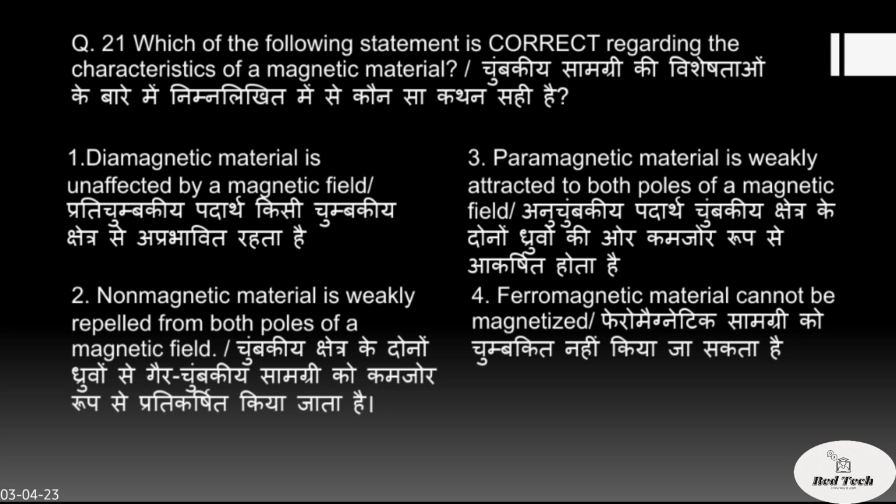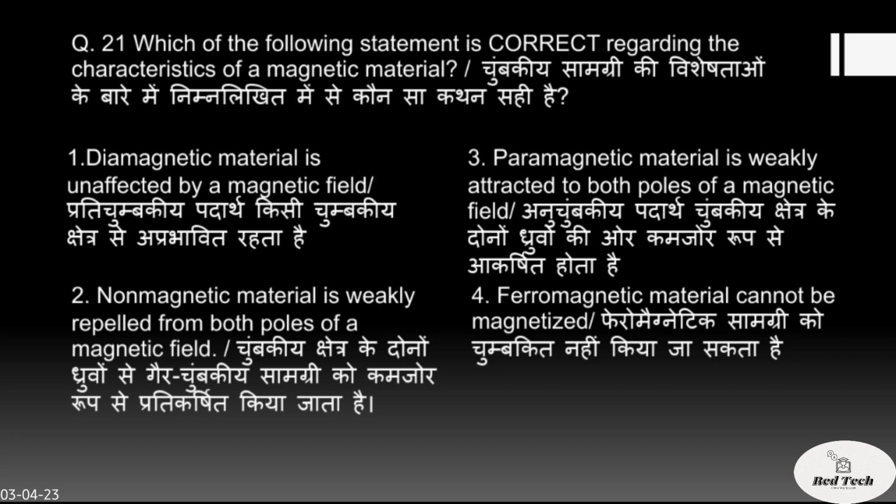Options are: option 1 is diamagnetic material is unaffected by magnetic field. Option 2 is non-magnetic material is weakly repelled from both poles of a magnetic field. Option 3 is paramagnetic material is weakly attracted to both poles of a magnetic field. Option 4 is ferromagnetic material cannot be magnetized.